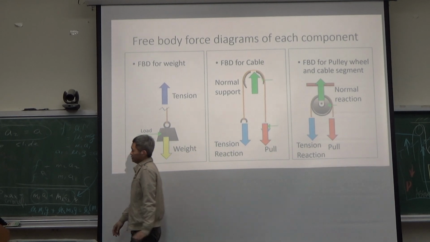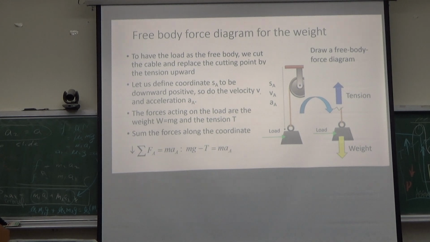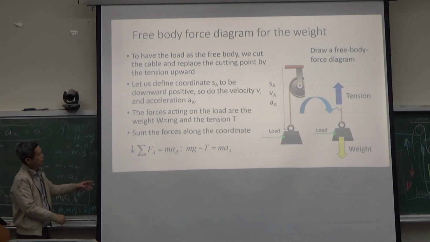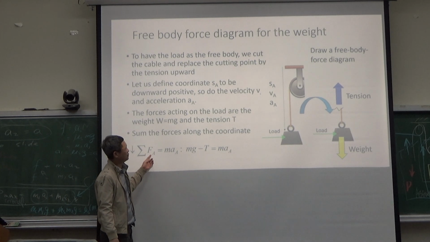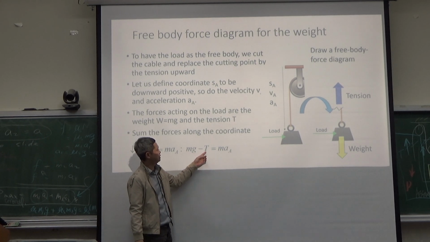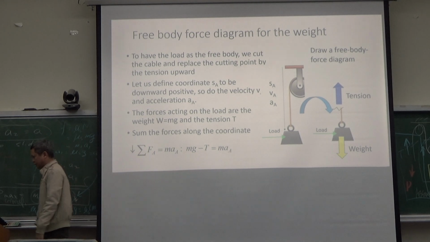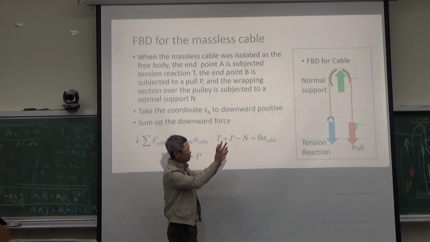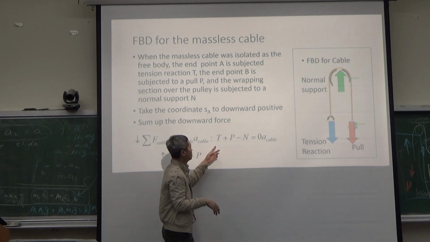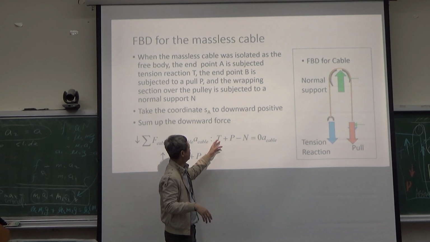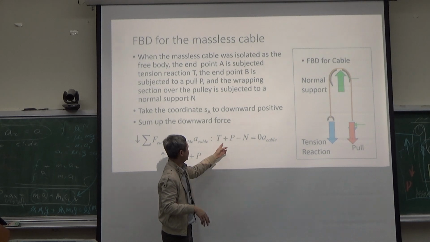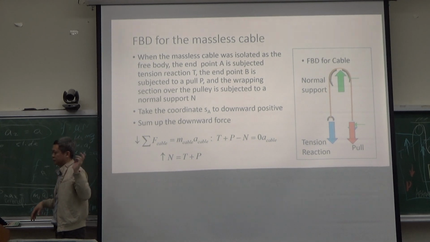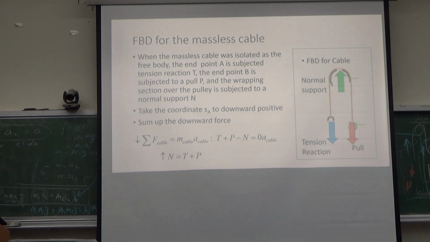And then next, supposedly you can also write the equation for the block to be supported by the tension. This is mg minus T is equal to ma. And then what's next? How about the cable? If you want to write this as a whole system, you can have a normal supporting force, which is in the opposite direction to the pulling force and the tensions. So the two are equal.